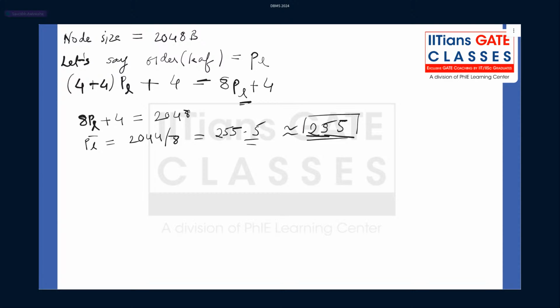Now let's do the same thing for the internal node. Let's say that the order of the internal node is Pi. That means each internal node can have a maximum of Pi children.